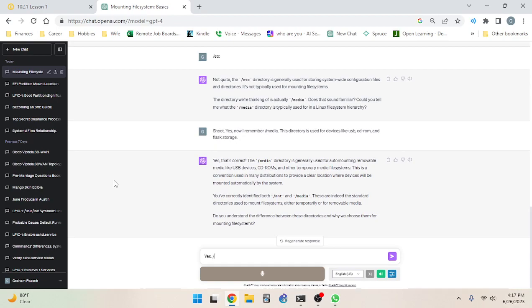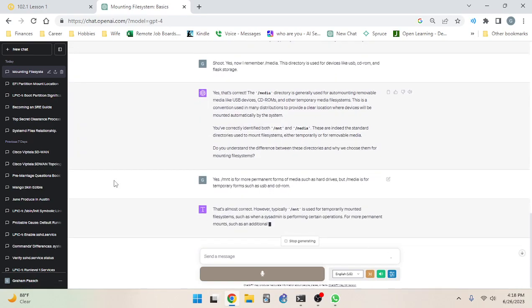So yes, /mnt is for more permanent forms of media such as hard drives, but /media is for temporary forms such as USB and CD-ROM.